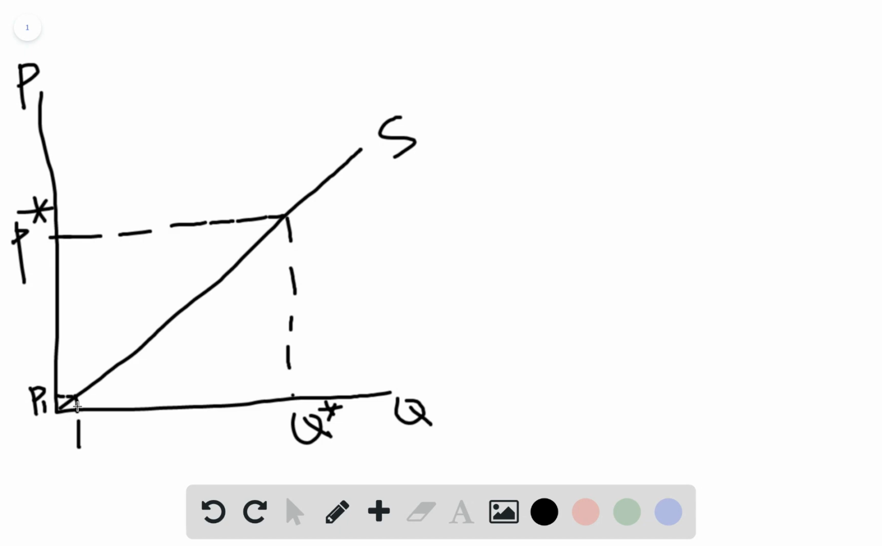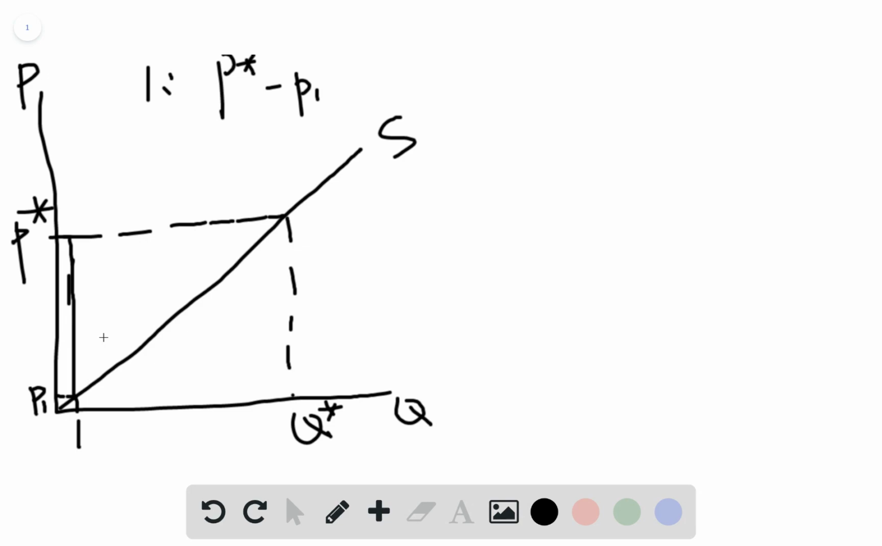Okay, so what is the producer surplus of this very first unit? It is the difference between this market price P star and the marginal cost of this first unit, P1. So for the very first unit, P star minus P1 will be the producer surplus.